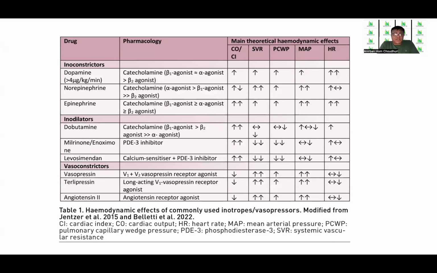Now you see the effects of all these different drugs, whether they are inoconstrictors, inodilators, or vasoconstrictors, vary on the target sites. That is, the parameters have their own influence on the cardiac output, on the SVR, on the wedge pressure, mean arterial pressure, and the heart rate. While some, like dopamine, tend to increase the heart rate significantly so as to make it contraindicated in the presence of tachyarrhythmias. Others like dobutamine and the inodilators produce only a modest increase in the heart rate, and so does vasopressin.